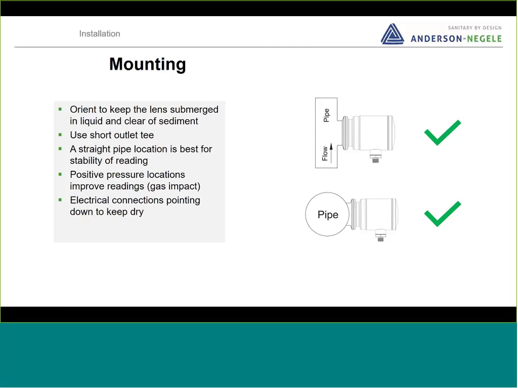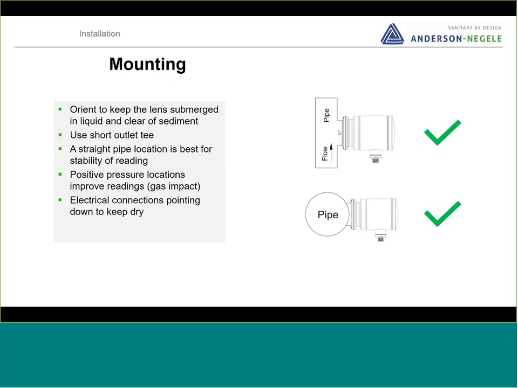Again, we want to see this in either vertical or horizontal pipelines where the lens is not at the top or the bottom of the line, so that we keep it submerged in the liquid that's flowing through the pipeline. We'll be adamant about it needing a short outlet T, because we need that lens in close proximity to the flow path. We need that short stub to be washing out continuously, exposing the lens to the product that's currently going down the pipeline.